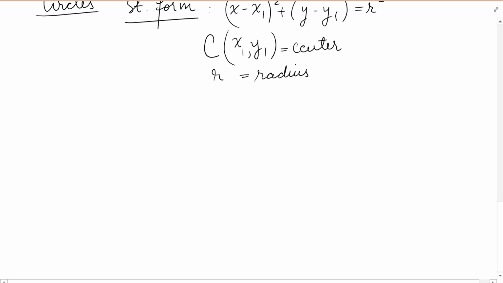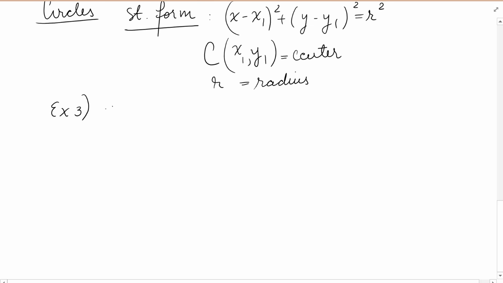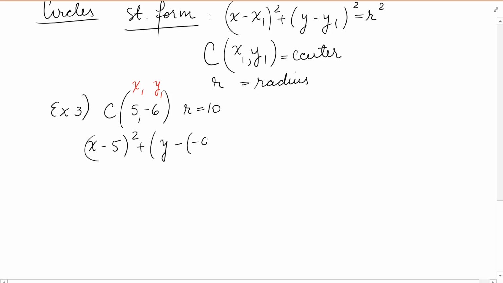So, for example, write the standard form of an equation of a circle with the center at 5, negative 6 and the radius 10. So this point here is x1 and y1. The standard form is x minus 5 squared plus y minus negative 6 squared equals 10 squared. X minus 5 squared plus y plus 6 squared equals 100. And we wrote the equation in standard form.